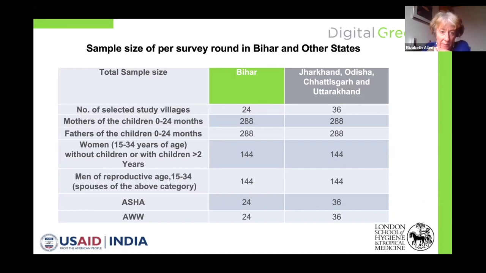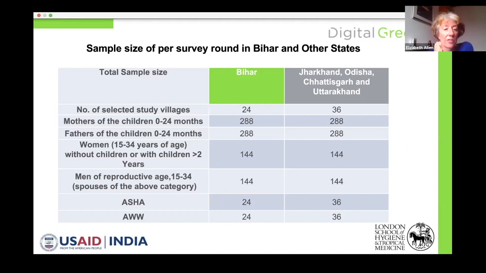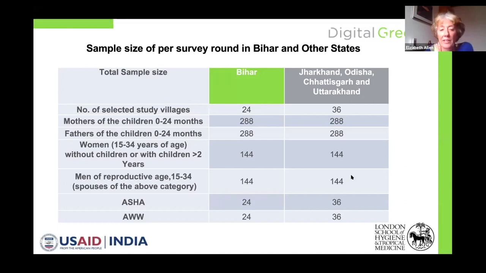So what was our sample size? Well, this is sample size per survey in Bihar and in the other states. Bihar, you'll see, is slightly different because the villages were larger. We initially thought about how many villages we needed to select, and in each round we went to 24 villages in Bihar and 36 villages in the other states. Within those villages, we randomly selected mothers of children 0 to 24 months and fathers of children 0 to 24 months. The total number of mothers we surveyed in each round was 288, and the total number of fathers we surveyed in each round was 288.